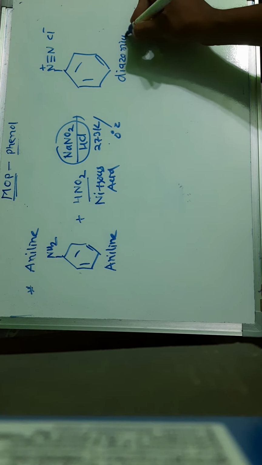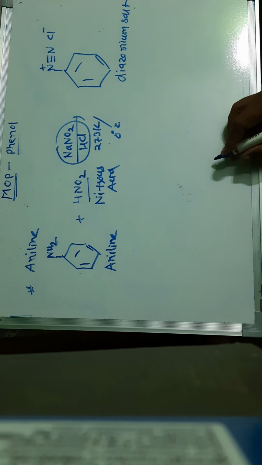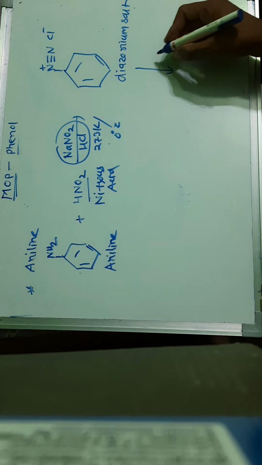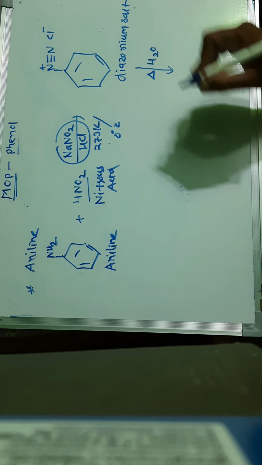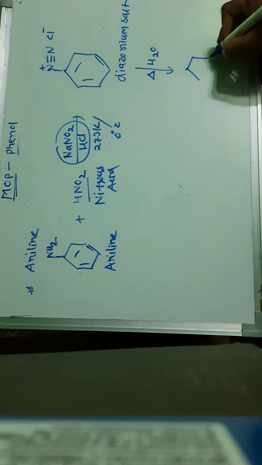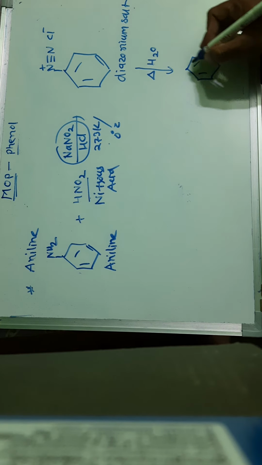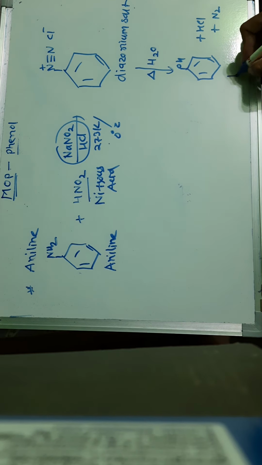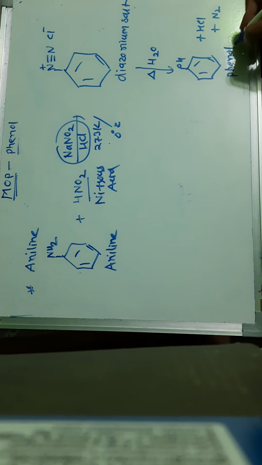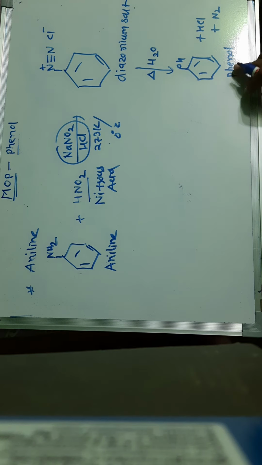That is the diazonium salt. After the formation of the diazonium salt, when this salt is hydrolyzed in the presence of water, we ultimately get phenol. There is the formation of phenol, and there is the liberation of HCl plus N2 gas. That is phenol. In this way, we can prepare phenol.